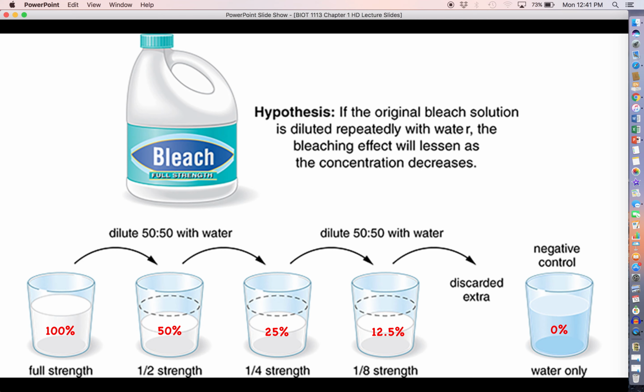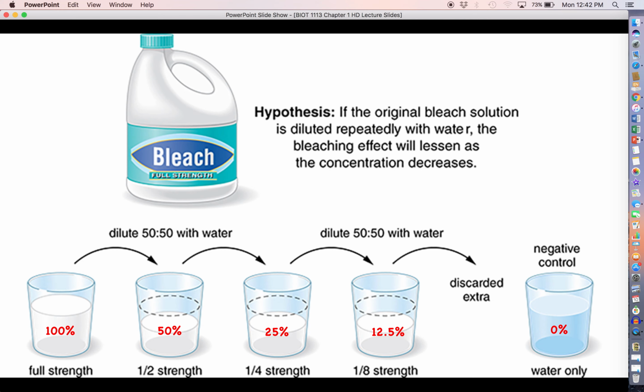So we start with full-strength bleach, so that's 100% bleach. We mix it one-to-one with water, so 1 part water, 1 part bleach. So that is going to give us 50% bleach. So 50% bleach, 50% water. Okay, we're going to do that again. We're going to take our 50% bleach, take 1 part of that and mix it with 1 part water, so that is going to cut the concentration in half again, down to 25%.